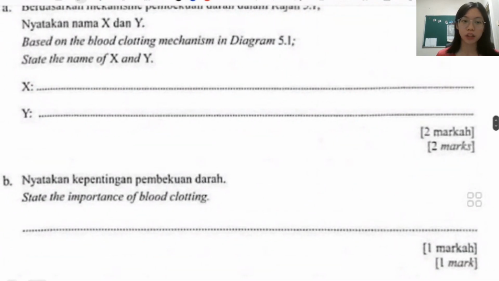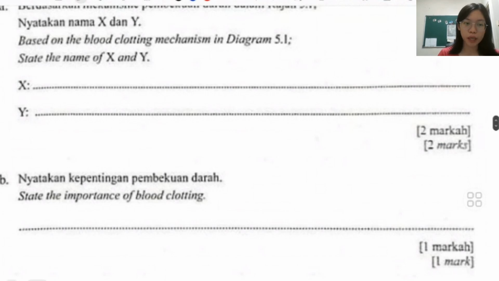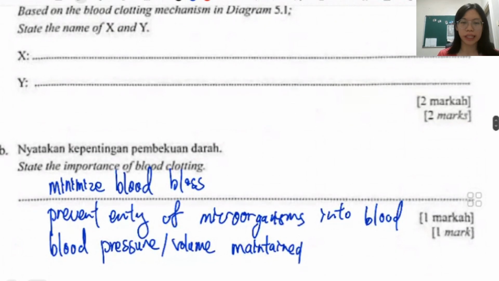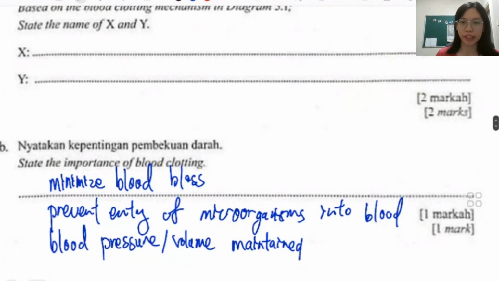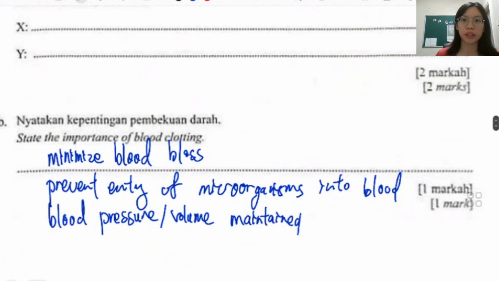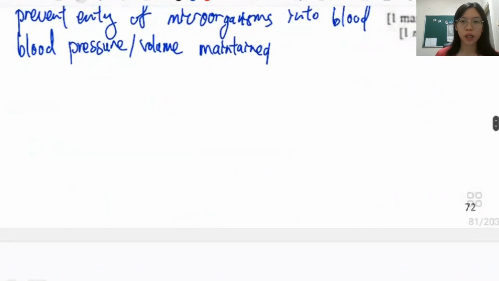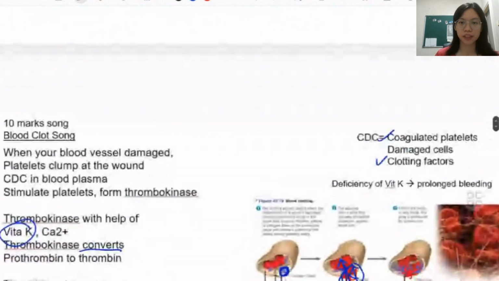So what is the importance of blood clotting? It prevents excessive blood loss and prevents the entry of microorganisms into the blood. Another point is that blood pressure can be maintained, because when you have excessive bleeding, your blood pressure will be very low as there is a low volume of blood, so there will be lesser pressure exerted on the wall.